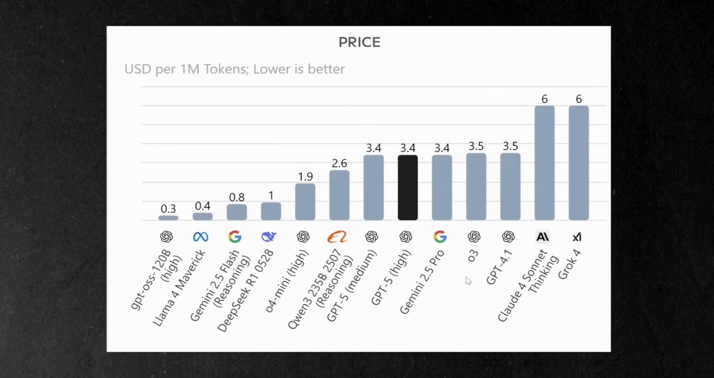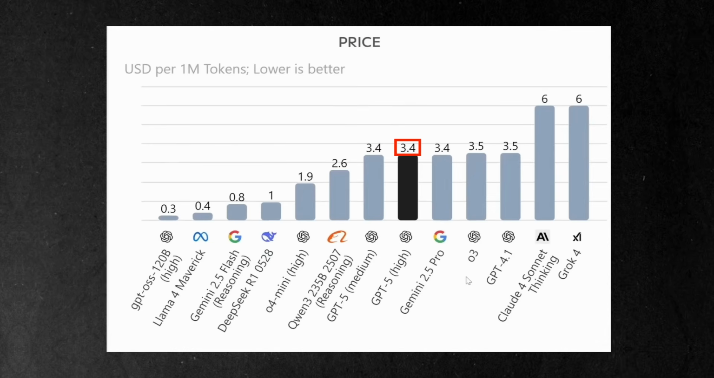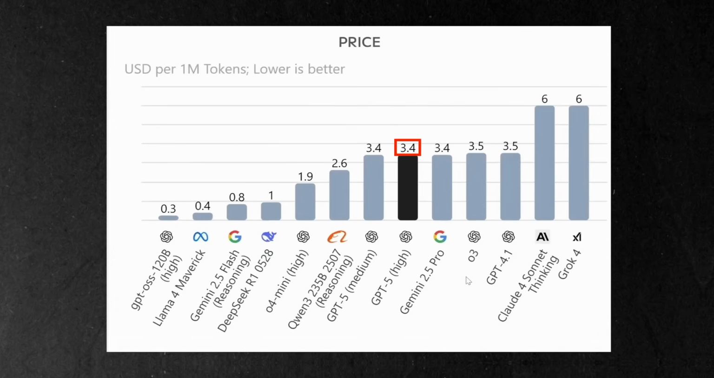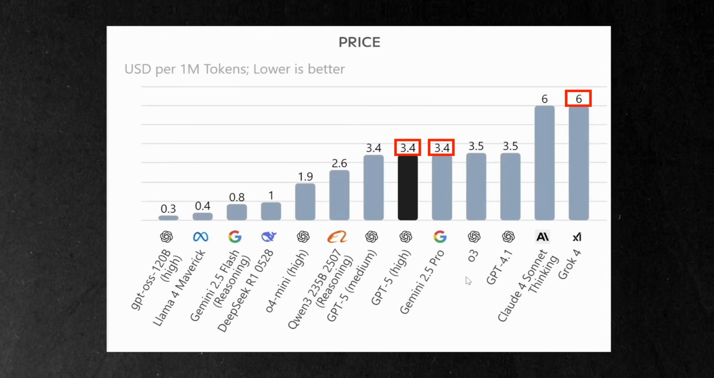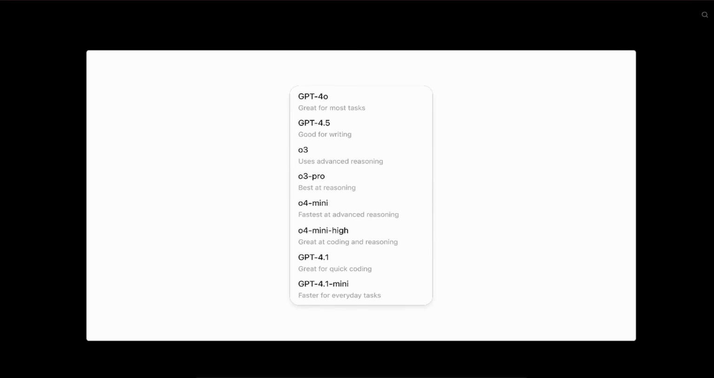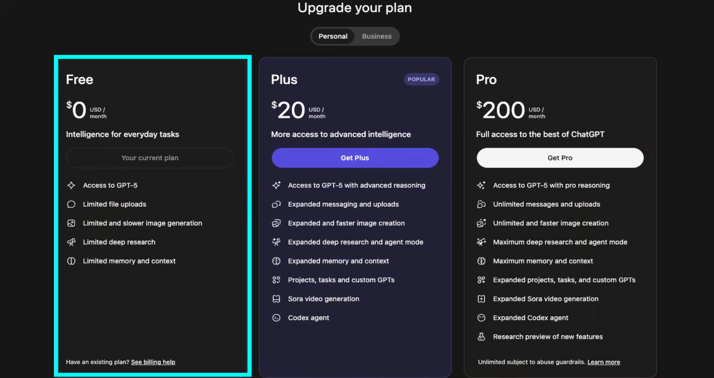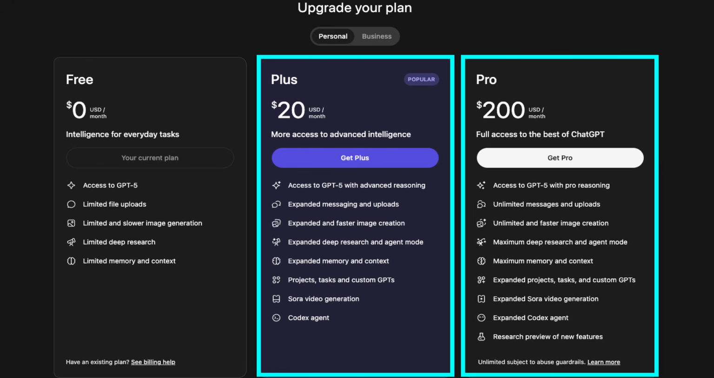On price, GPT-5 keeps things accessible. At $3.40 per million tokens for the high version, it is the same as Gemini 2.5 Pro and notably less expensive than Grok 4, while often outperforming its rivals across benchmark categories. GPT-5 is available directly in ChatGPT for both free and paid users. On a free plan, you'll get a limited number of high-powered GPT-5 responses per day. On a paid plan, you can explicitly select GPT-5 and get the full experience as showcased here.